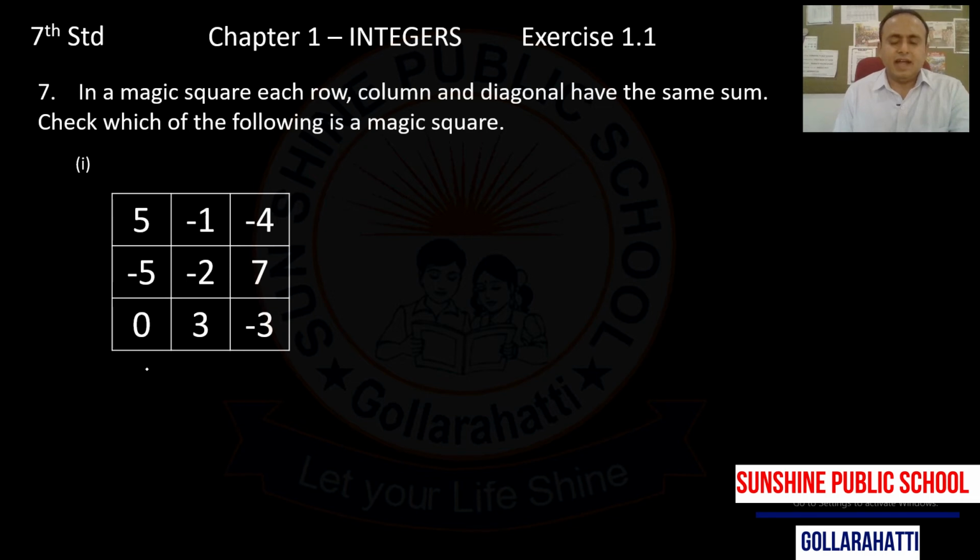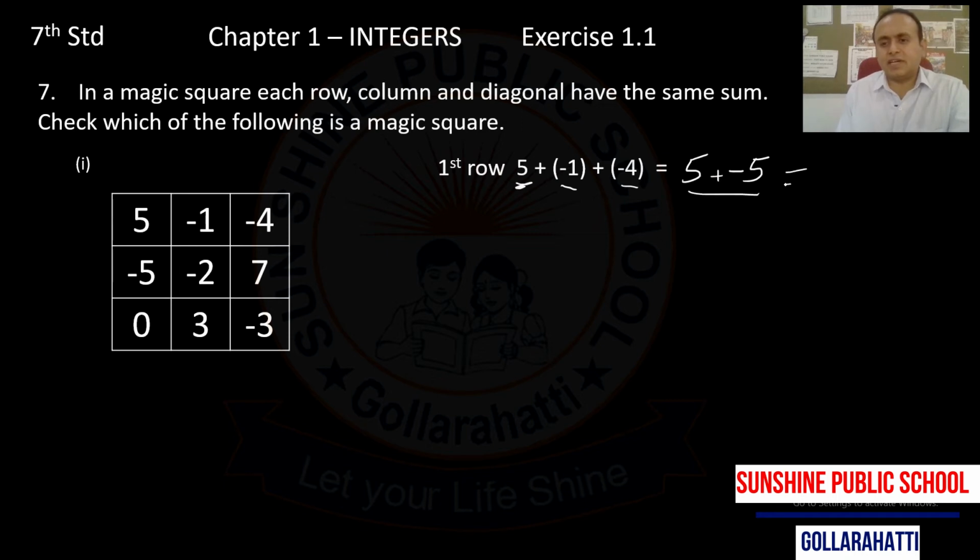Let us check by adding the numbers. Let us add the first row. That is, first row is equal to 5 plus minus 1 plus minus 4. Let us add first all negative numbers, that is minus 1 and minus 4. So minus 1 and minus 4 gives minus 5. Now it is plus 5. So if you add plus 5 and minus 5, it gives the answer 0. First row you got the answer 0.